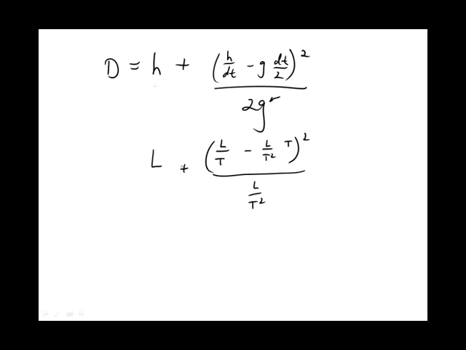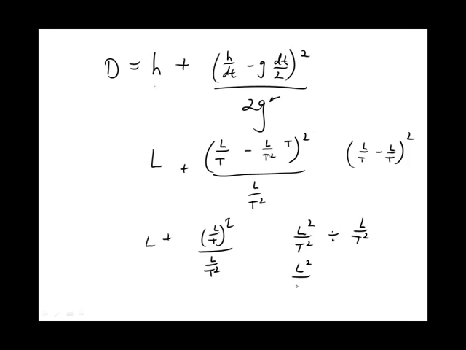So I'm adding these together. So in the parentheses I have a length over time minus, those t's will cancel one of that, length over time, so that works out fine. But then I'm squaring that. So I have length plus length over time, quantity squared, divided by length over time squared. So that's length squared over time squared, divided by length over time squared.